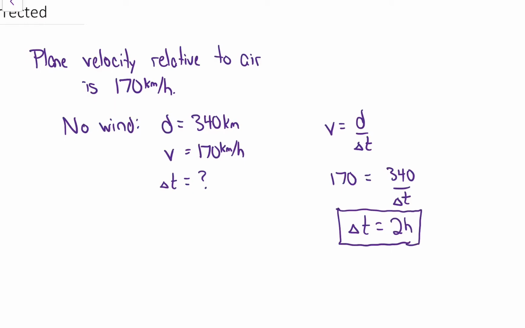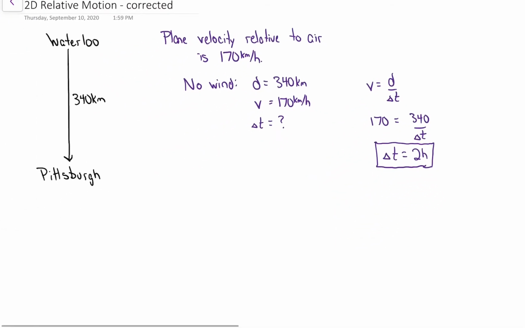In physics world, for now, we have to keep things simple. We're going to pretend that the plane always flies at 170, so it takes off at 170, goes through the air at 170, lands at 170. If we make that simple assumption, then it's going to take us 2 hours for the plane to fly those 340 kilometers.